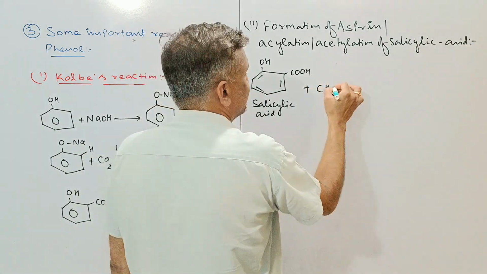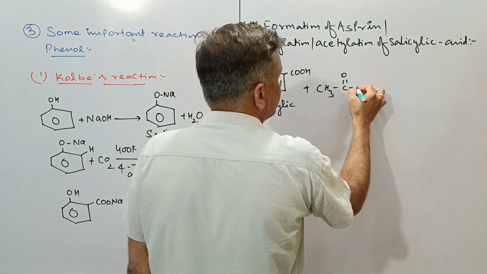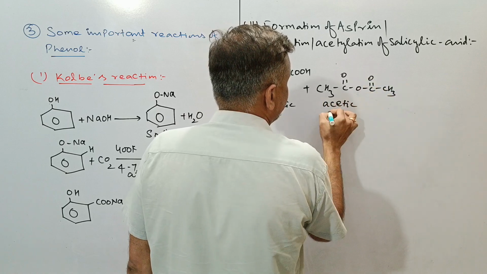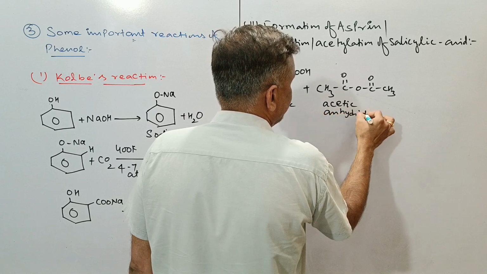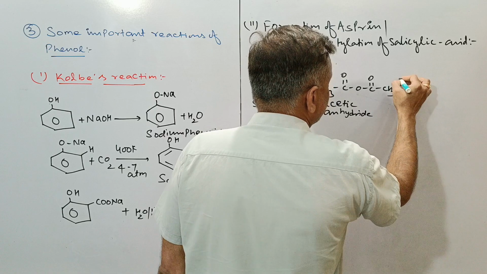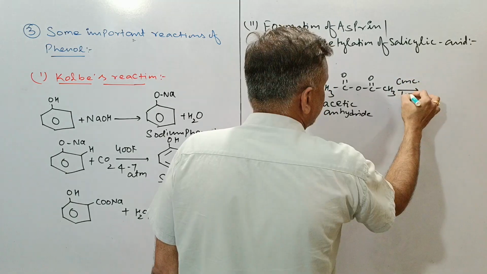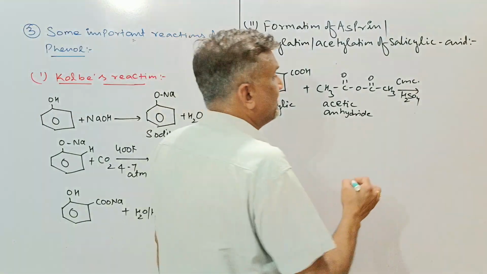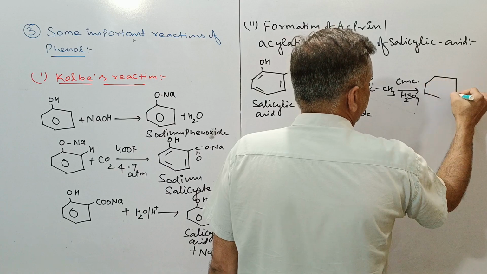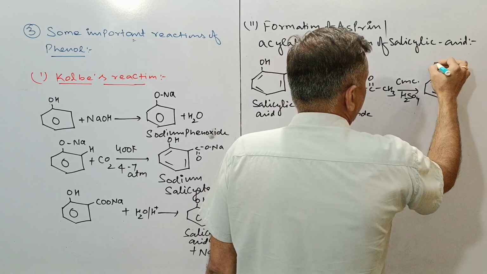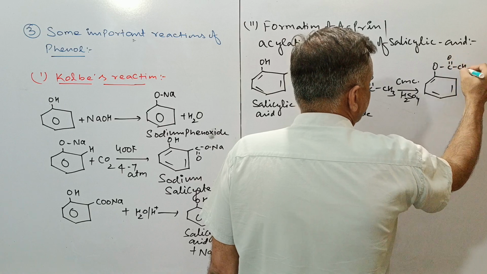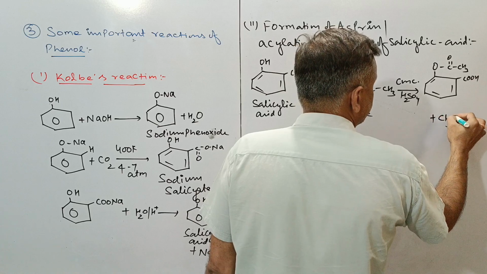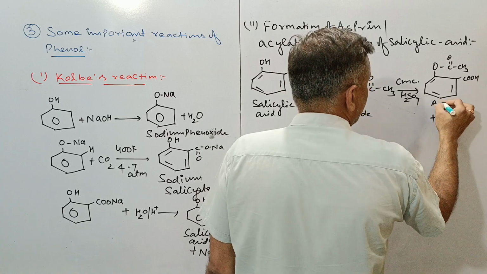For this acylation or acetylation, we can use acetic anhydride like this. Here we take concentrated H2SO4, sulfuric acid, in the presence. What will happen? Here OCOCH3 and COOH are formed, with the removal of CH3COOH. This is called aspirin.